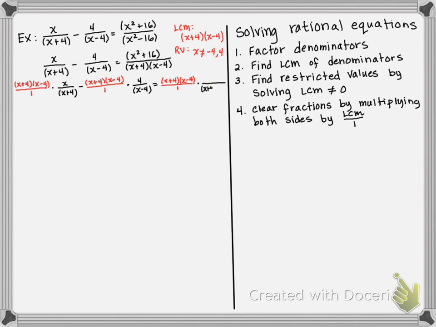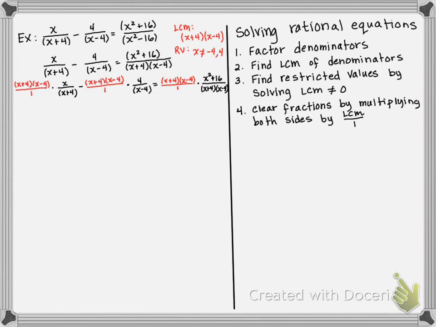Plus 4, x minus 4, x squared plus 16. So we multiplied all 3 terms by our LCM over 1, just like we did back when we were solving equations with numerical fractions. So these look a bit bigger, but we're doing that same thing.